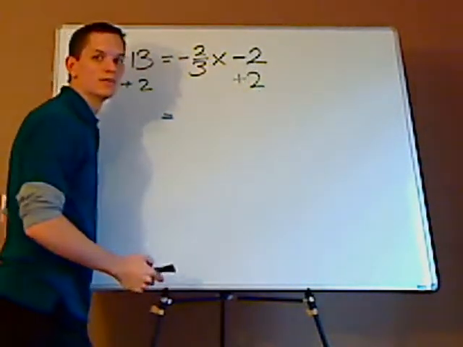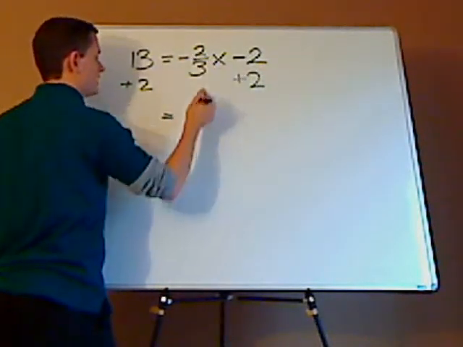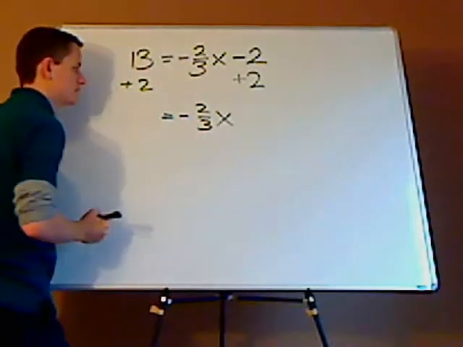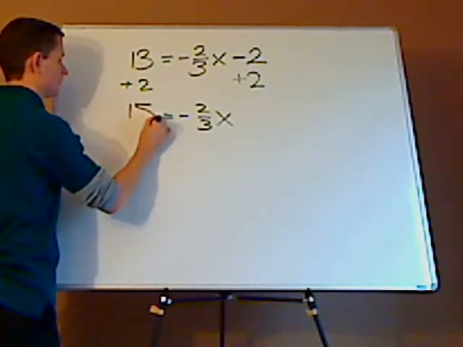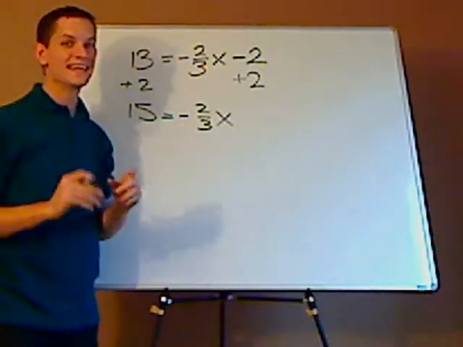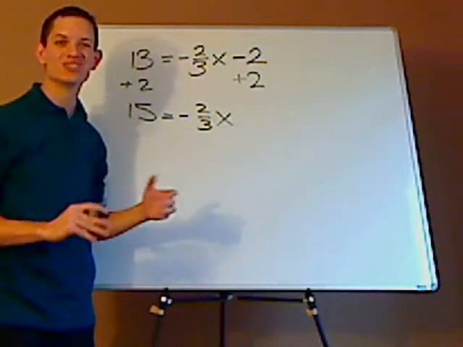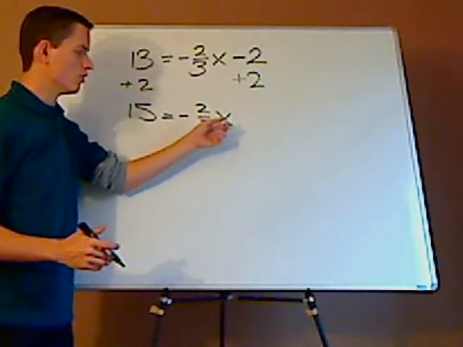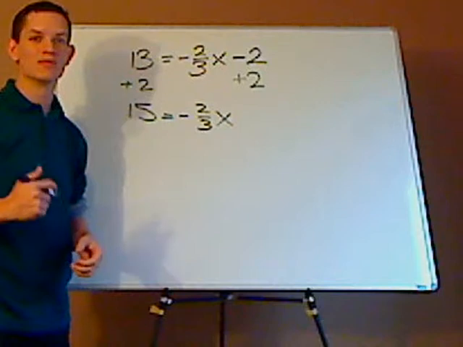This is going to cancel out because negative 2 plus 2 is 0. And 0 plus this is just this. Right? It's just negative 2 over 3 x. On this side, you get 15. Now, what you could do here is divide both sides by that coefficient, but it's just too ugly. So the opposite of multiplying is multiplying by the reciprocal.